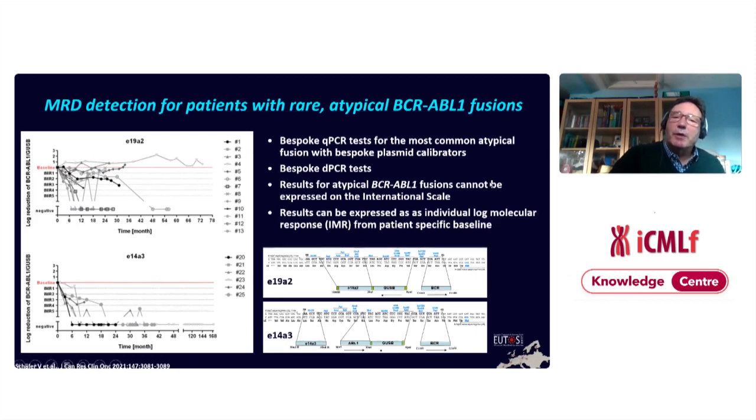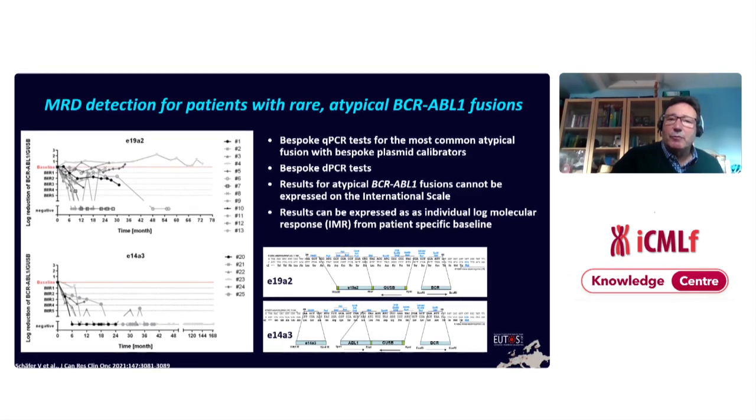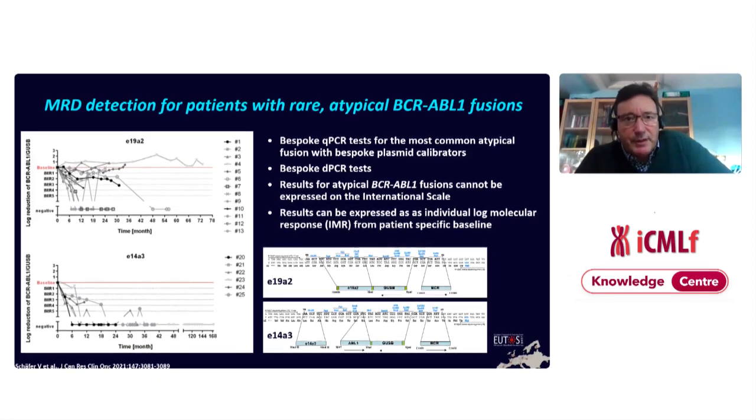Importantly, you cannot express these results on the international scale. You can't derive conversion factors for all these rare fusions. But what you can do is look at the sequential levels of disease in relation to a baseline sample, as is performed for acute leukemias. So what we call individual molecular responses. And you can see clear patterns here of patients who have sustained relatively high levels of disease and those who have what are probably equivalent to deep molecular responses, but you can't precisely define them as such.